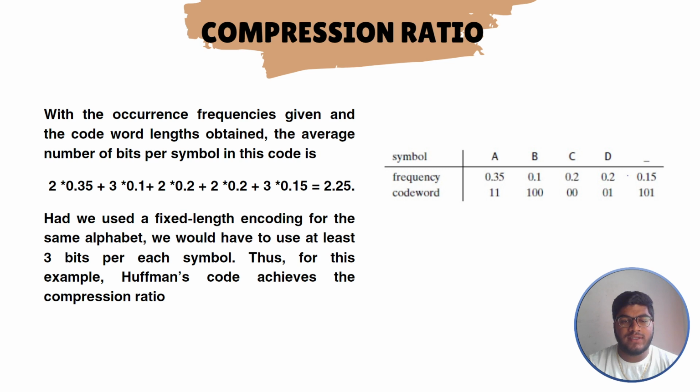Had we used a fixed-length encoding for the same alphabet, we would have had to use at least 3 bits per symbol. Thus, for this example, Huffman's code achieves the compression ratio.